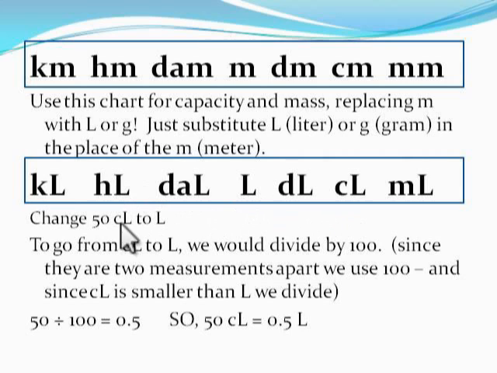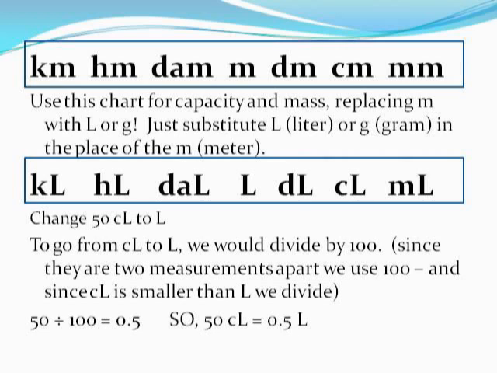So let's say that we're going from 50 centiliters and we want to change them to liters. So what is our power of 10 we're using? We're going from centiliter to liter. So that's 10, 100. So we're going to use the number 100. We're going to a larger unit, so we're dividing. So we're going to take our 50 and we're going to divide by 100. And so 50 centiliters is equivalent to 5/10 of a liter.